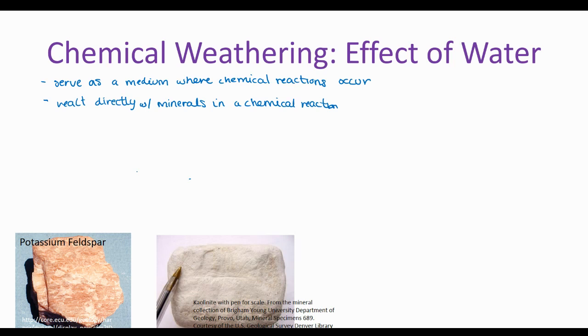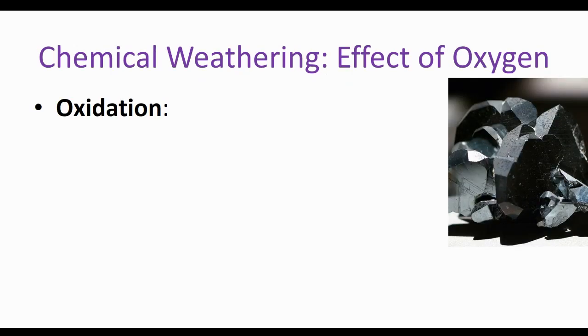The example I have of this is potassium feldspar being turned into kaolinite, and I probably didn't say that right. This happens through a hydrolysis reaction, which means that water is involved. So water is going to dissolve the potassium, and that turns this feldspar into this clay material, kaolinite.